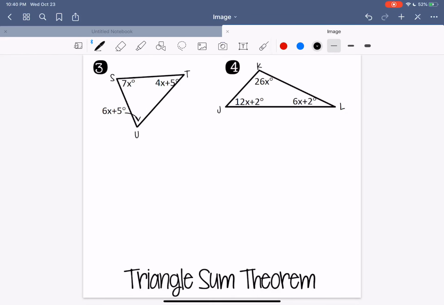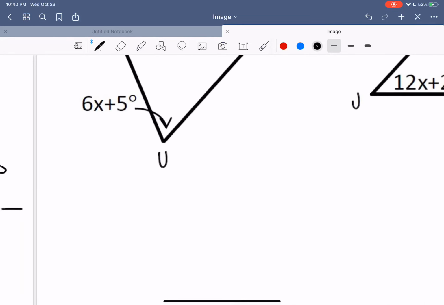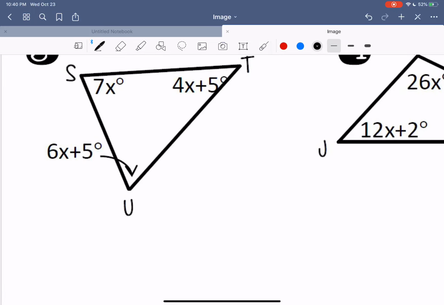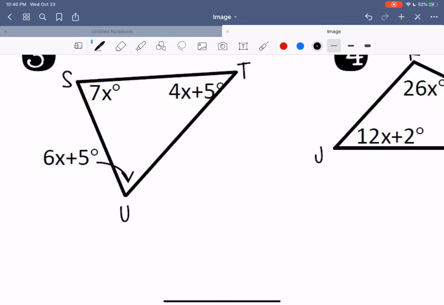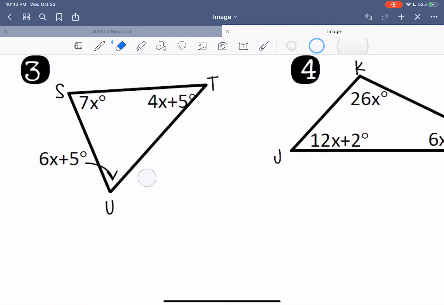So moving to example number 3, go ahead and give us some space. Number 3, so we have triangle STU, and we know that these have to add up together and equal 180 degrees.